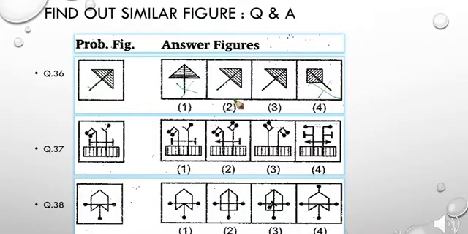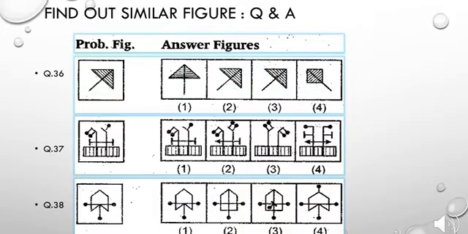Now let's go to option 2 and option 3 which are remaining. Here we see that the angle is the same in both the diagrams. Now we have to see the number of lines which are drawn inside. Let's count the number of lines in the problem figure. 1, 2, 3, 4, 5. There are 5 lines inside the triangle. Let's count here. 1, 2, 3, 4, 5. There are 5 lines here. So we found the answer for question number 36 is 2.